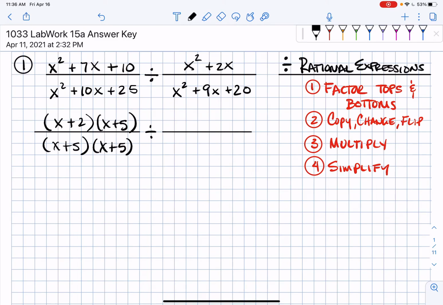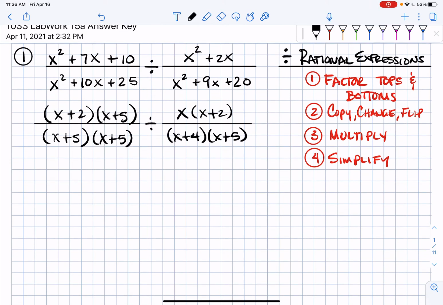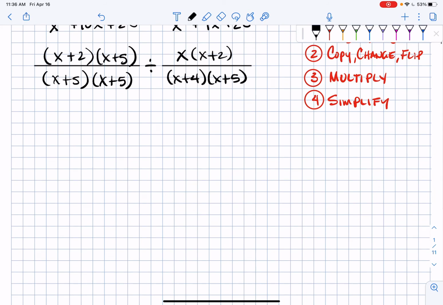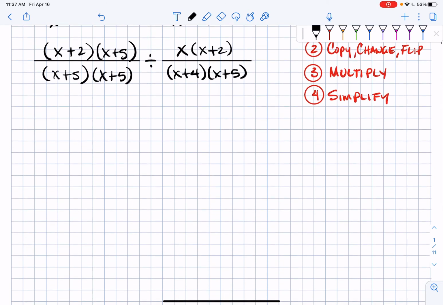The top here is a binomial, and the first step is always GCF. You typically go directly to difference of two squares, which this is not, but there is a GCF of an x, leaving you an x plus 2. The bottom is going to be x plus 4 times x plus 5. And there we go. So that was the first step, to factor all the top and bottom.